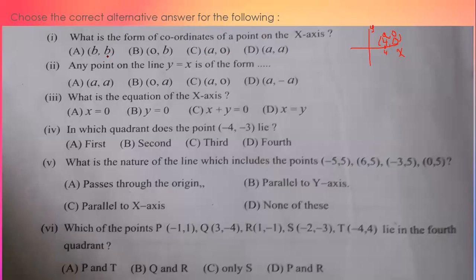Now let us see in which of the alternatives we get a comma 0. Here it is b comma b, meaning the x coordinate could be 4, 5, any number, and the y coordinate is any number, and both coordinates are also the same. Here 0 and b means the x coordinate is 0 and the y coordinate will be any number. Here we got a comma 0, right? So the right answer for this is C, that is a comma 0, since the point is on the x-axis, right?